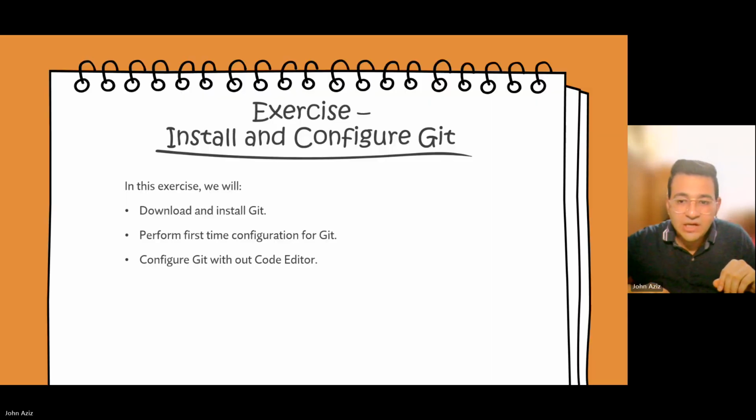So let's get started with our first exercise today, which is to install and configure Git. In this exercise, we are going to download and install Git online, and then we are going to perform the first time configuration for Git, and then we are going to configure Git with our code editor. So let me change my share screen and share my entire screen so you can see with me.